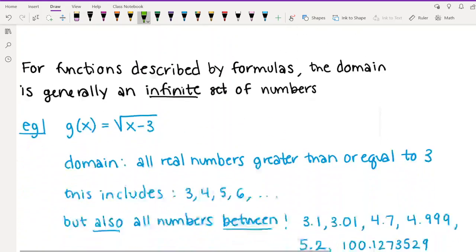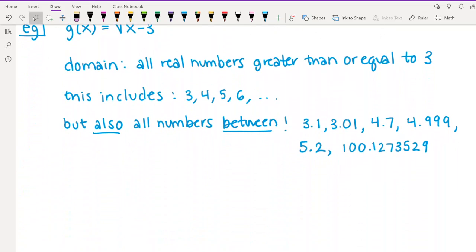And if you were to try to list out every number that is greater than or equal to 3, well, I'll tell you, you're not going to be able to do it. You're going to run out of time because there's infinitely many numbers that are greater than or equal to 3. So we need a notation that isn't just listing out numbers. And so what we're going to use in this type of situation is something called interval notation.